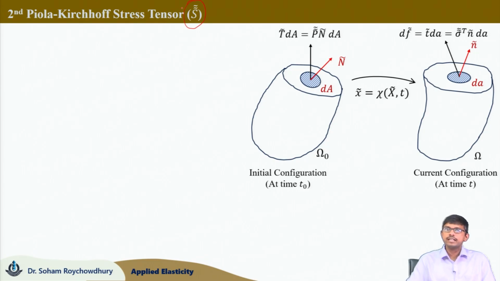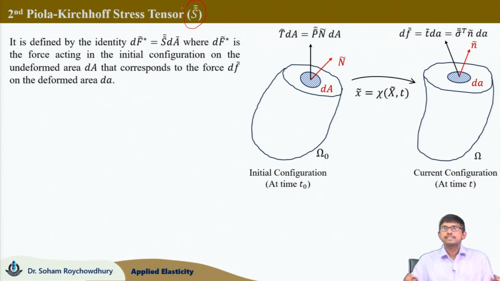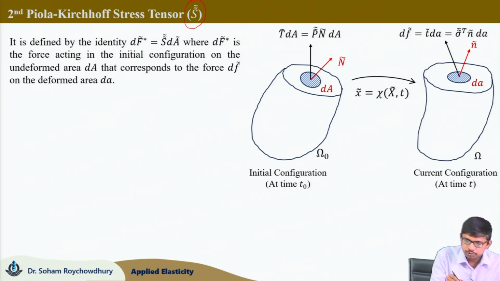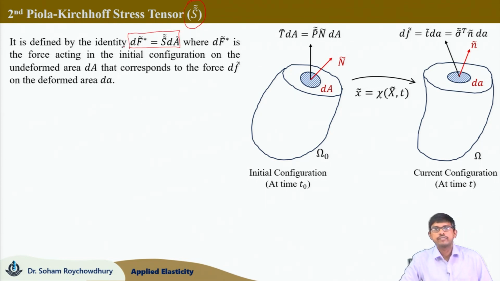So, we are considering the same figure here in the initial and current configurations, where the definition of the second Piola-Kirchhoff stress tensor is given as the identity dF* equals S acting over dA. So, through this particular expression, the second Piola-Kirchhoff stress tensor S is defined. What is dF*? dF* is the force acting in the initial or undeformed configuration on the undeformed area that corresponds to the force df, which is acting on the deformed configuration on the deformed area.